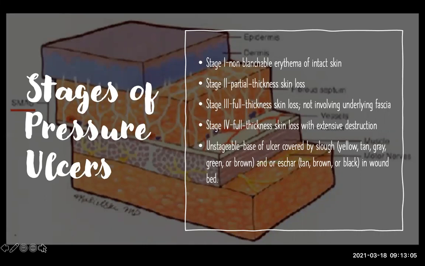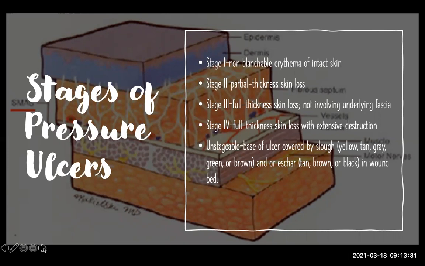Stage 4 is a full thickness skin loss with excessive destruction. So stage 4 goes below the dermis. It goes into the subcutaneous tissue, and it may go all the way to the bone, in fact. So stage 4 is our worst pressure ulcer, and the most dangerous one.